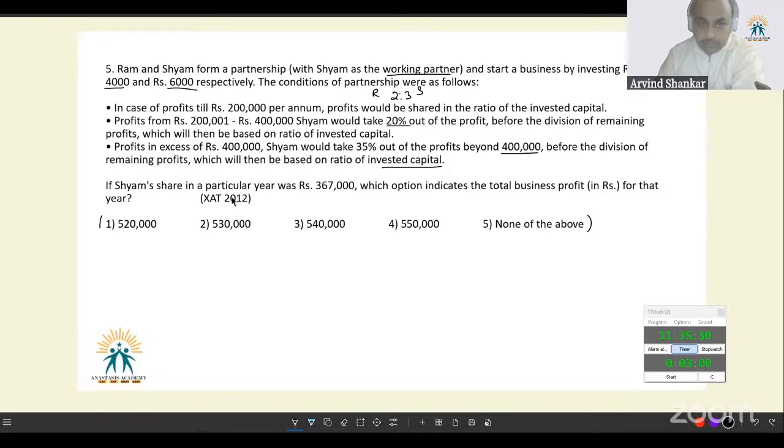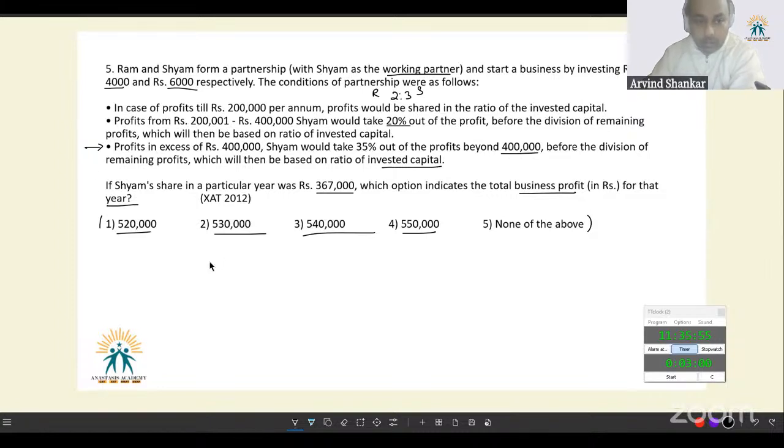Now, Sham's share in a particular year was 367,000. Which option indicates the total business profit in rupees for that year? Hopefully, we did not stop reading our question or start solving right away. We also looked at the options. And hopefully, when you look at all the options, you realize all of them have managed to reach this third stage where profits are in excess of 400,000.